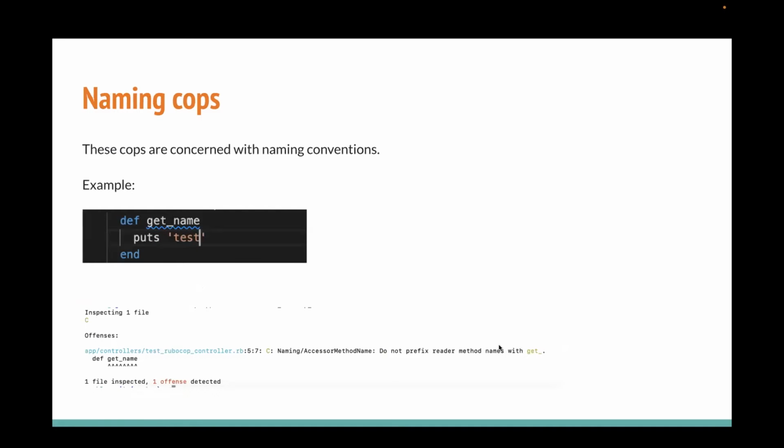Next one is the naming cops. These cops are generally concerned with naming conventions. While writing a method, we need to name it properly, in the correct way. In this example, I have shown a method name that starts with get. If we write the method name that way, Rubocop strictly prohibits it, since get or set prefixes are not allowed in method names. It follows the Ruby style guide, so it suggests that we fix the name. Instead of get_name, we can just name the method name.